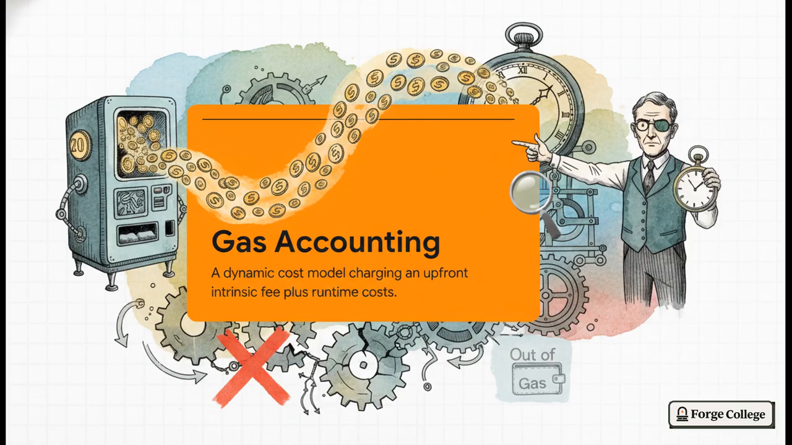But wait, it doesn't stop there. Certain operations incur ongoing dynamic runtime costs based on what they actually do. And if your gas runs out mid-operation, like say you're halfway through a massive calculation, the EVM immediately aborts the transaction with an out-of-gas error. It brutally reverts all your state changes, and the kicker, it keeps the gas you already spent. No refunds for failed labor.